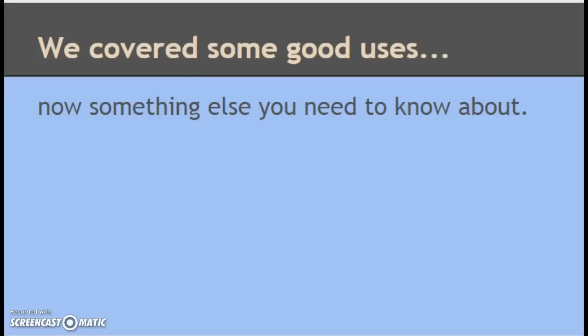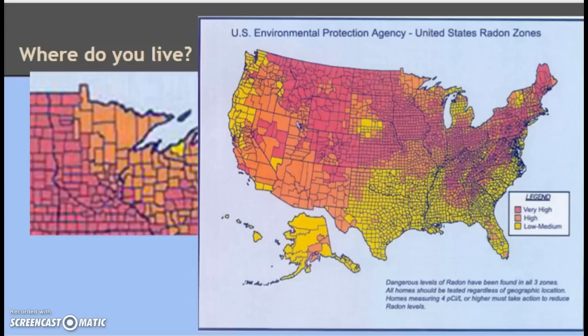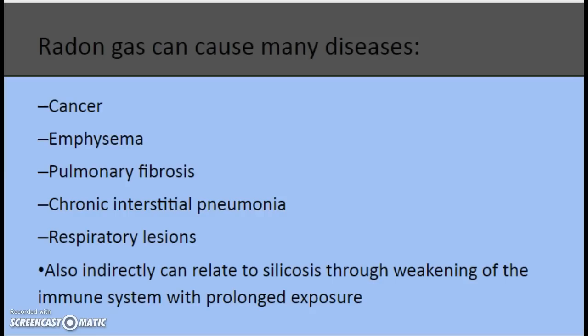All right, so we've covered some really good uses. Now there is something else that you need to know about. Where do you live? So I put Minnesota here. Find your county. What this is, if you live in one of these counties with the pinkish, you're at a very high risk of radon. And everyone else is just that high. So in the state of Minnesota, it's very, very important that you know about radon gas.